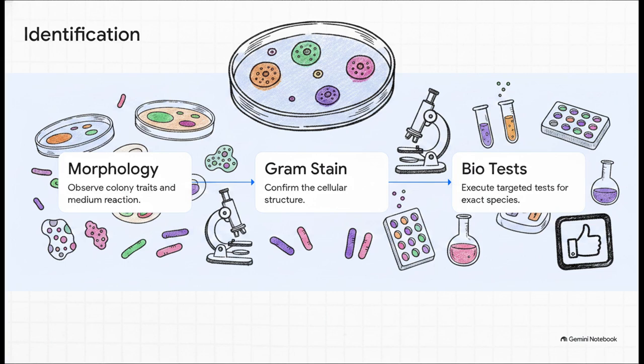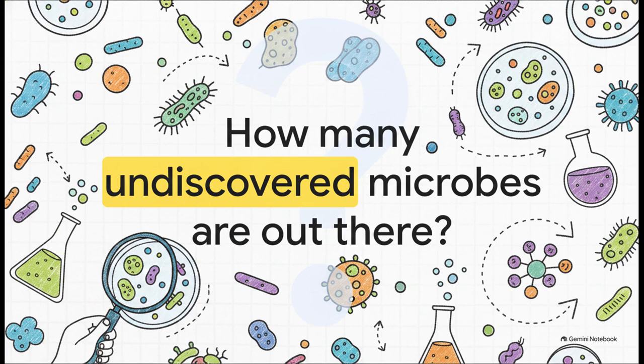The proper identification protocol requires strict discipline. First, you observe the colony morphology and the reaction on the differential medium. Second, you perform a gram stain to physically confirm the cellular structure under a microscope. And third, you execute specific targeted biochemical tests to finalize the exact species-level report. Only then, after all that, can you officially convict the microscopic suspect. It's an incredibly meticulous process, isn't it?